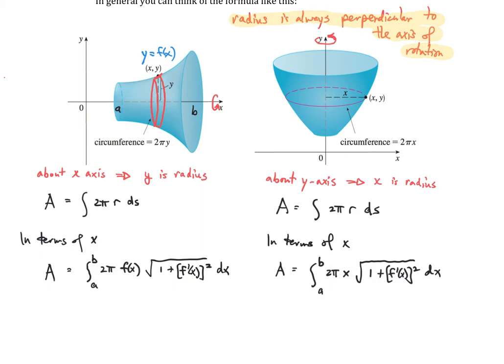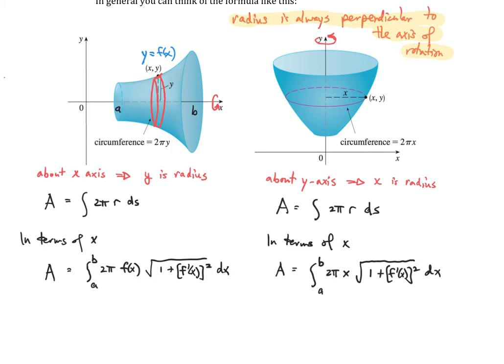So when we're doing everything in terms of x, but we're rotating about different axes, the thing that really changes is the radius. In one case, the radius is f of x, and in the other case, the radius is x. And the key to know which one is which is to remember what we highlighted at the top here. The radius is always perpendicular to the axis of rotation. All right. So let's take a look at a different situation.